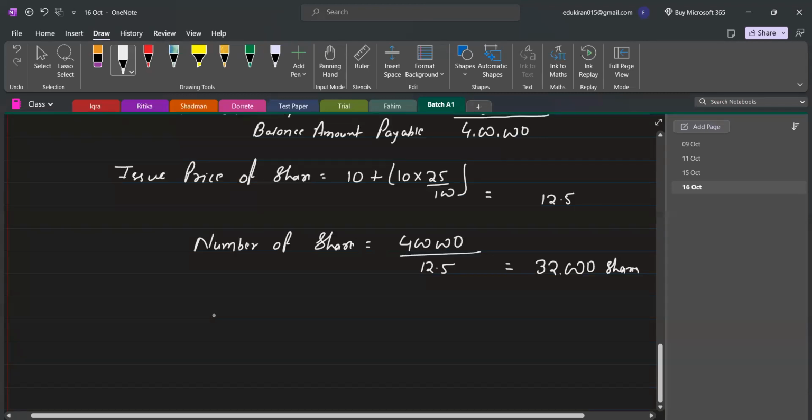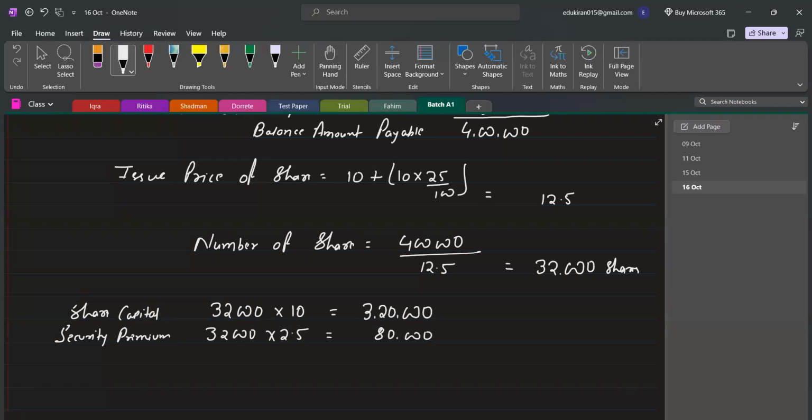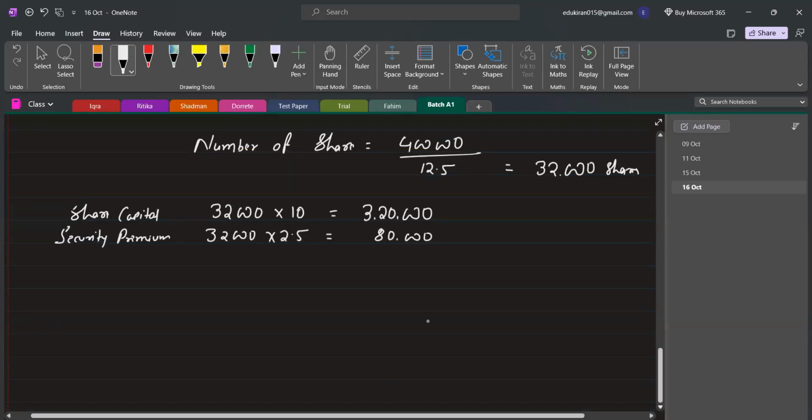Now, 32,000 equity shares, so 32,000 into 10 and 32,000 into 2.5. We have to calculate this separately. First one is share capital, the second one is securities premium. So 3,20,000 is our share capital and 80,000 is the securities premium. Now the journal entry.